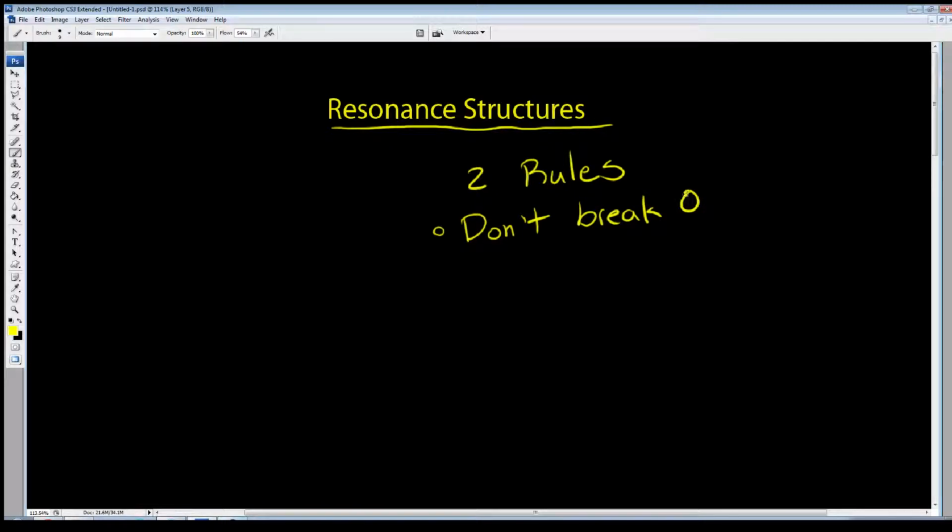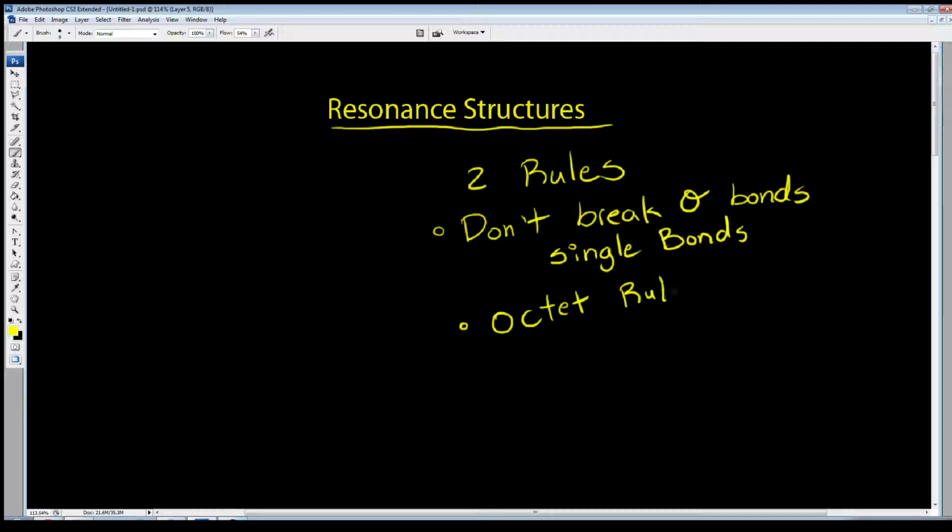Don't break sigma bonds. So for those of you that can't remember what sigma bonds are, it's really just a fancy word for saying single bonds. Alright? Now the second rule that you need to follow is the octet rule.